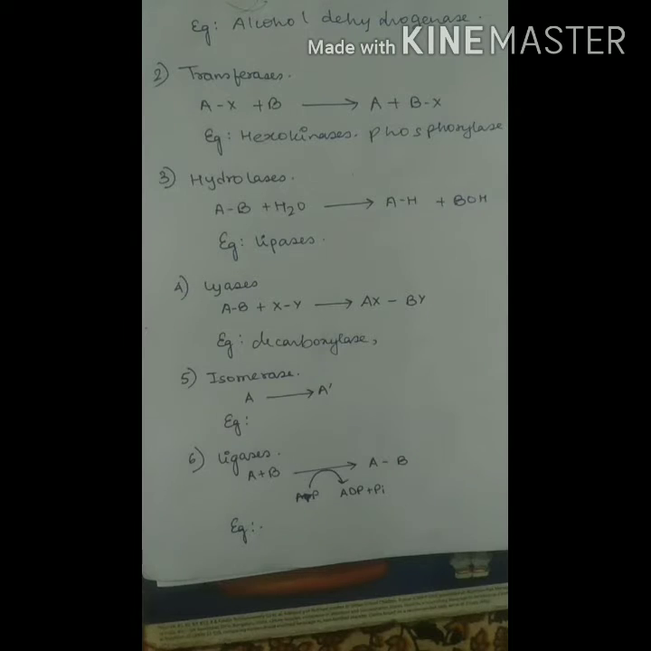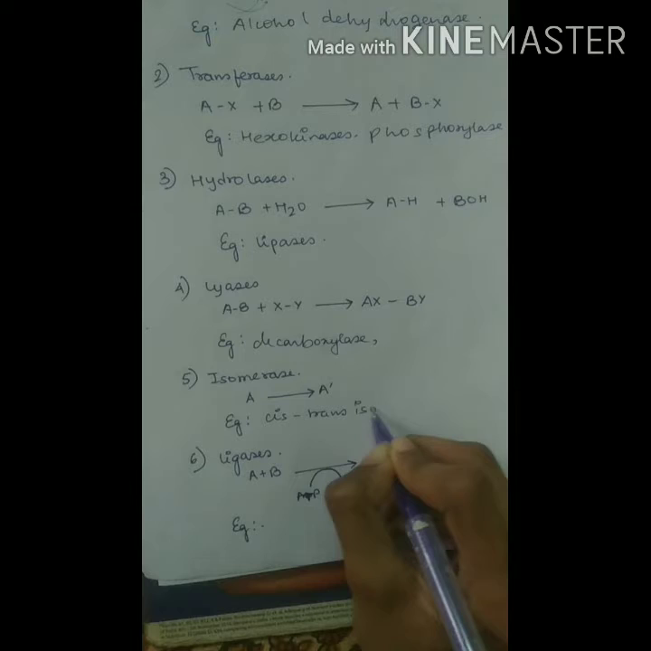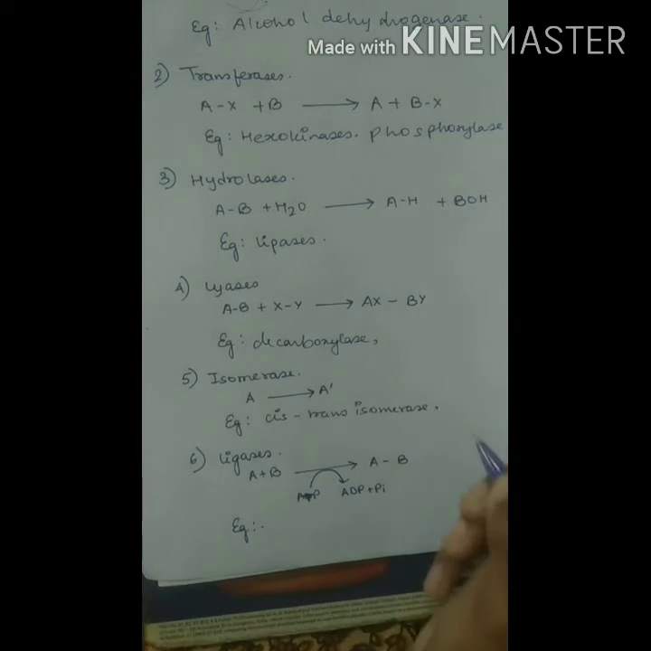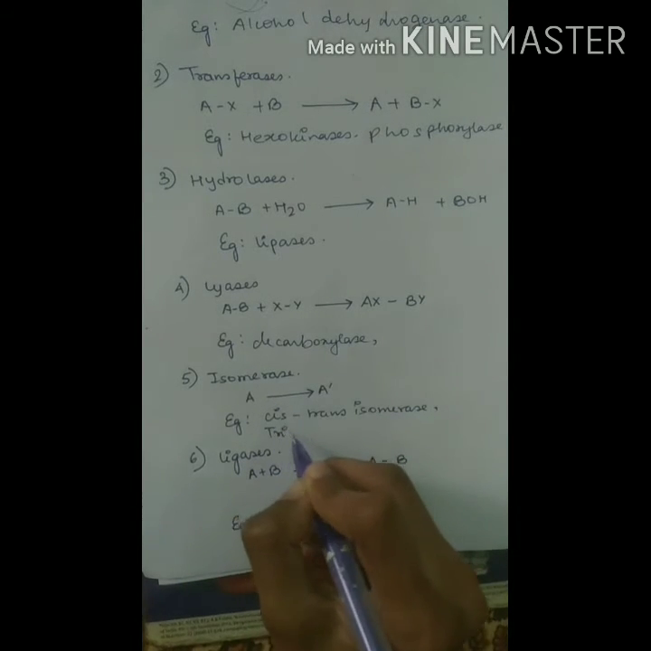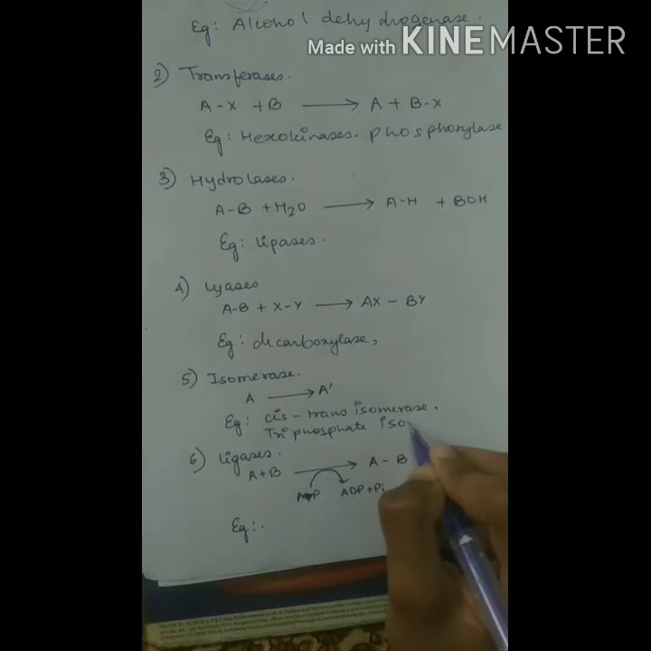Next comes the isomerase. The enzymes involved in isomerization reactions. Generally, these enzymes catalyze the interconversion of optical, geometrical, or positional isomers by intramolecular rearrangement of atoms or groups. For example, cis-trans isomerase, triphosphate isomerase.